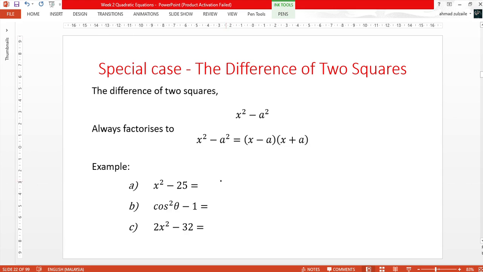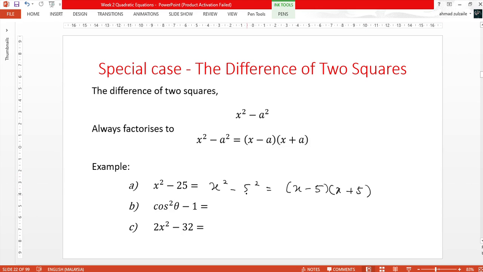You have x squared minus 25, and you know that the perfect square of this 25 will be 5. So x squared minus 5 squared. Right? Since this equation is similar to the standard form of the special case, the difference between two squares, your factors will be x minus 5, x plus 5.